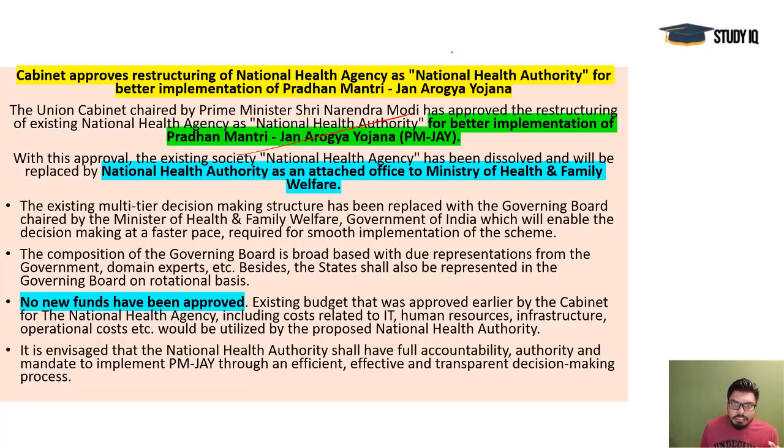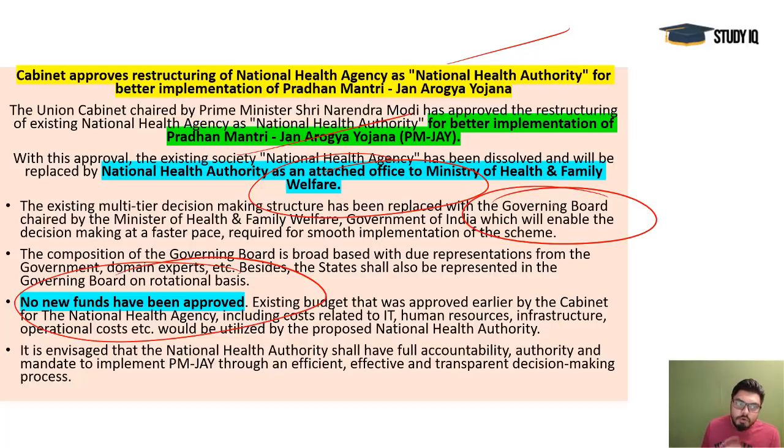Jan Arogya Yojana Health Authority has become an attached office to the Ministry of Health and Family Welfare, and no new funds have been approved. With the same funds, they are changing the structure, and a governing board has been brought up, and that would be chaired by the Ministry of Health and Family Welfare. Okay, so no simple multi-tier decision making is there. Now it has become under the governing board structure.